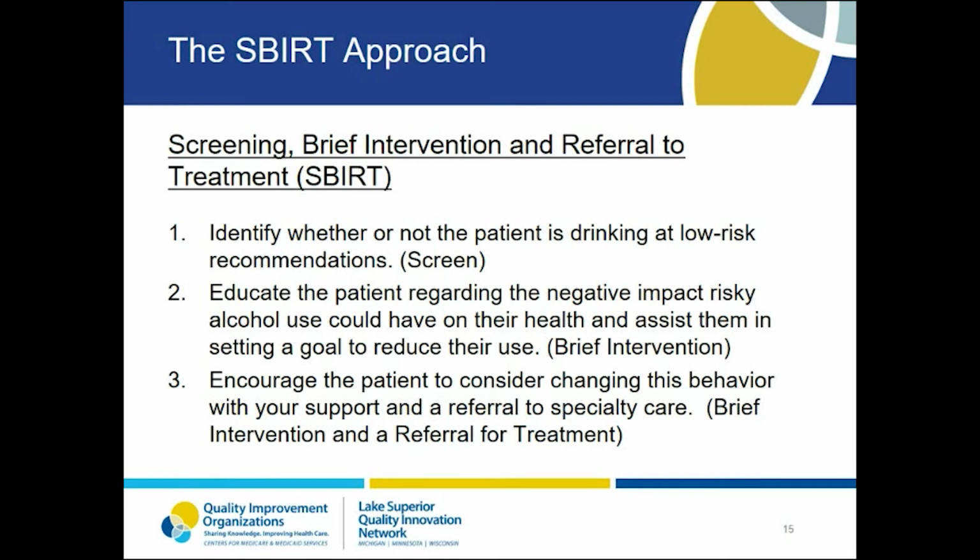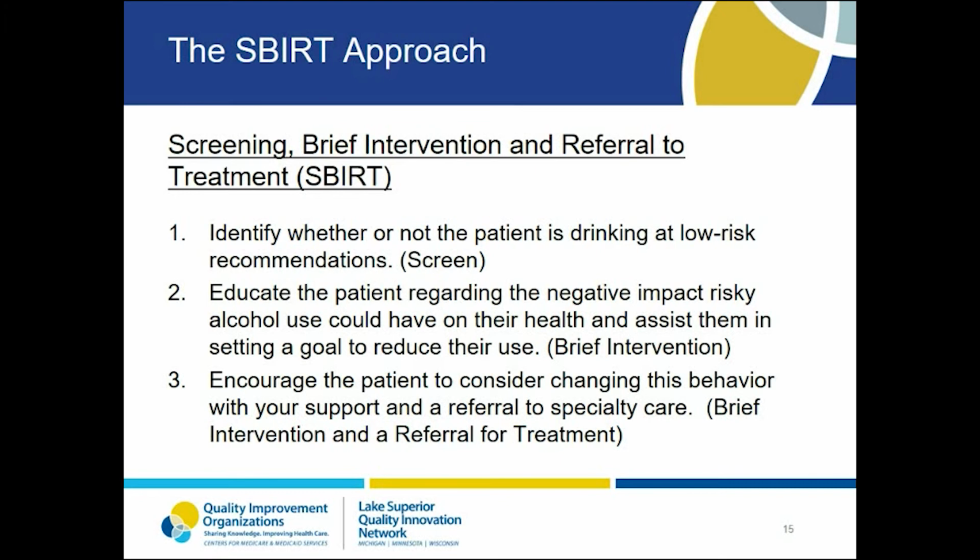First, we provide an initial brief screening using the US-AUDIT 1 through 3 to identify the 71% of patients who are drinking within low-risk recommendations and differentiate them from those with risky drinking behaviors. Then we use the full US-AUDIT screen to further identify which patients might benefit from a brief intervention alone, a brief intervention with additional follow-up, or a referral to specialty care.